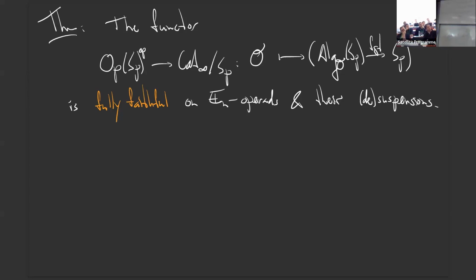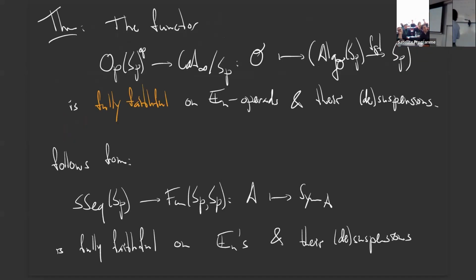Right, so this was the statement of the theorem. This functor is fully faithful on these E_n operads and the suspensions. So how do you go about proving such a thing? Oh, that's a bit fast. Well, first of all, this statement follows from a more basic statement about this association of a functor on spectra to a symmetric sequence. I already wrote down this thing before. If you have a symmetric sequence, then you can construct an endofunctor of spectra that assigns to a symmetric sequence A this thing that I was denoting Sym A.